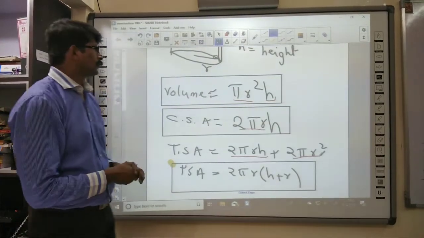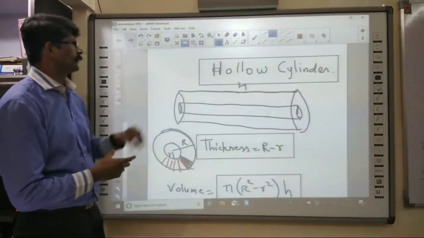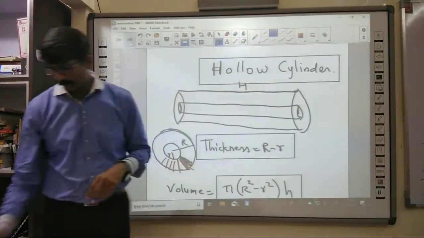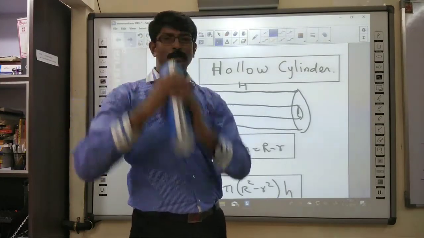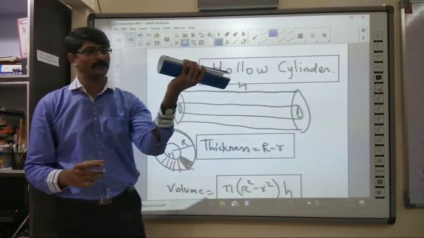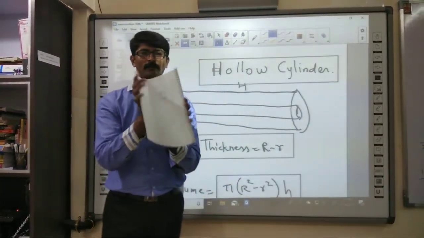So students, let's go ahead with the next figure. The next figure is the hollow cylinder. Now what is a hollow cylinder? See student, could you see from here? Let's see, look at this. I could see you all from this hollow cylinder, isn't it? So what is a hollow cylinder? The one which is empty.